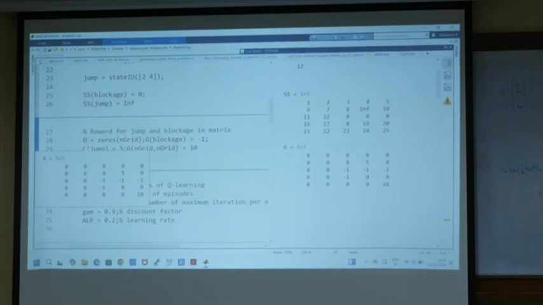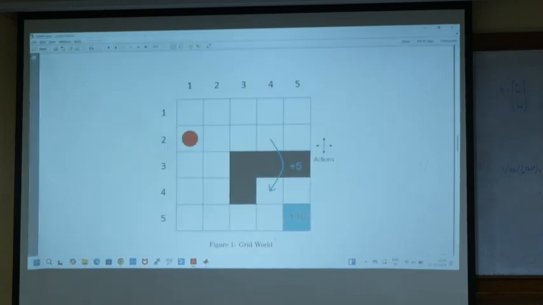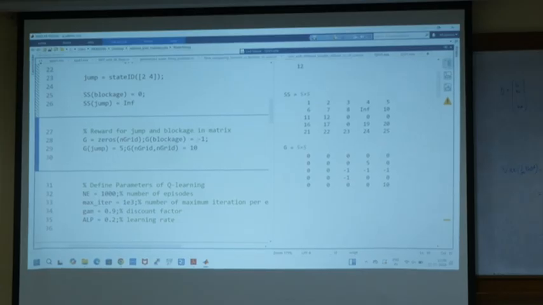So we have this grid, and for the jump we have the reward +5, and we have the reward 10 when we reach the state. So you can see here also, this is the +10 reward when we reach the terminal state. We have jump, then we have +5 reward, otherwise we have -1 reward here. Okay.